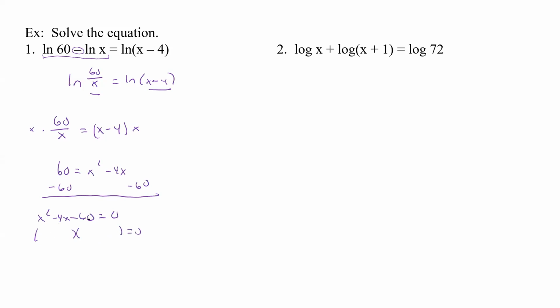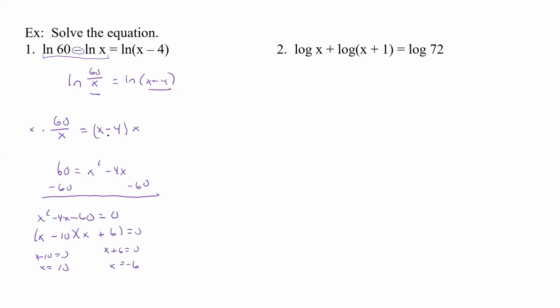So what two factors of 60 will subtract to give us 4? Well, 10 and 6 give us 60, so we'll have x and x, 10 and 6. 10 minus 6 is 4. I need the larger one to be negative, so that has to be the 10, and that means the 6 is positive. Now, if I set this equal to 0, x is equal to 10. If I set this one equal to 0, x equals negative 6.